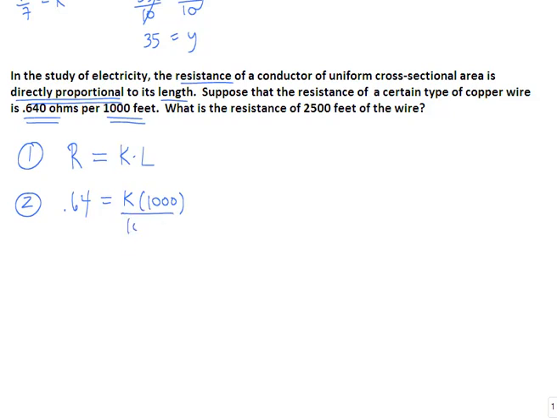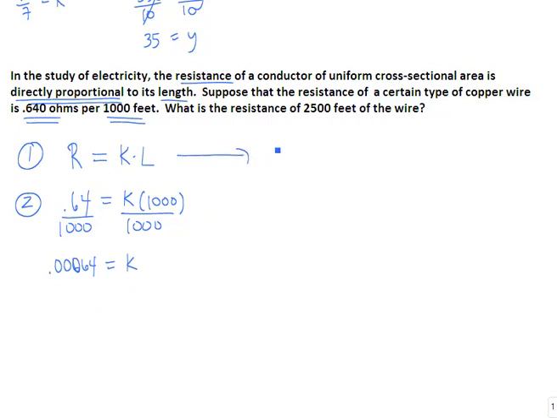So if I divide through by 1,000, 1,000 has 3 zeros in it, so when I divide any number by 1,000, that's going to move your decimal place 3 spots to the left. So K here is going to be 0.00064. So we now know what K is.